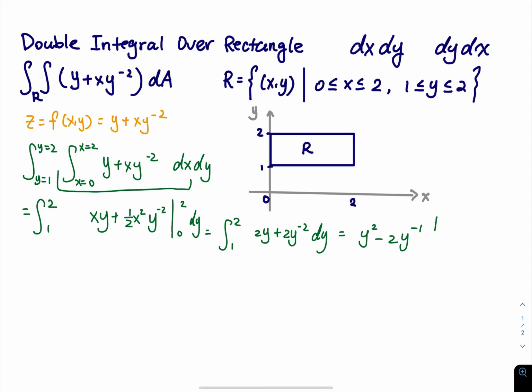All right, so y goes from 1 to 2. So when y is equal to 2, so this one, let me just give you the answer. The answer is equal to 4. So this is what we get from a dx dy integral.